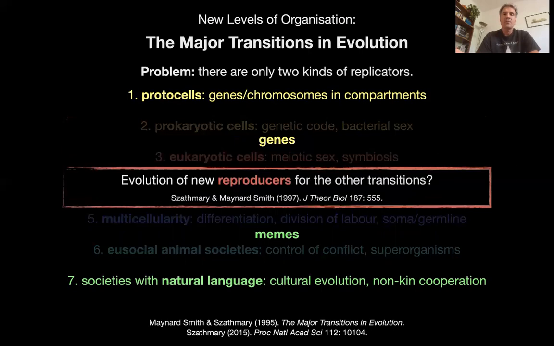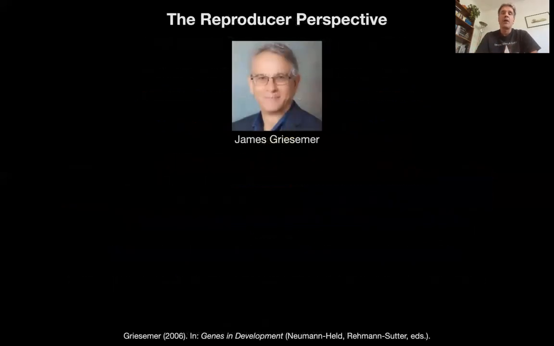So how can we solve this problem? Szathmáry and Maynard Smith, in a paper in 1997, suggest that these other transitions are connected to the evolution of new reproducers, not replicators. And we're going to spend the rest of the lecture looking into what these reproducers are.